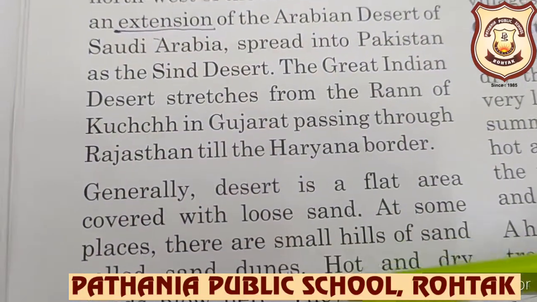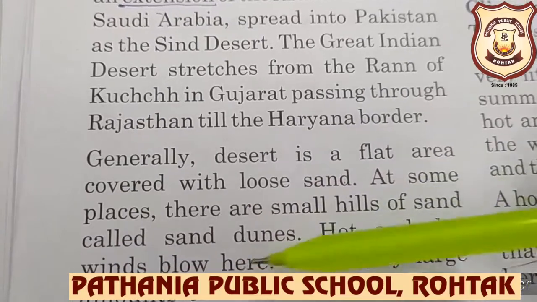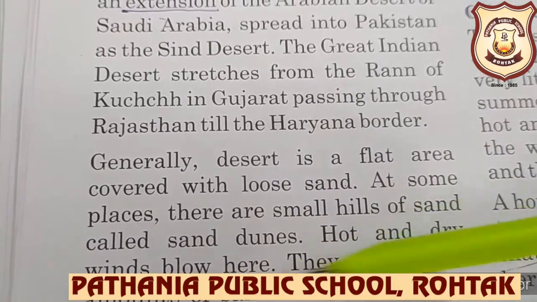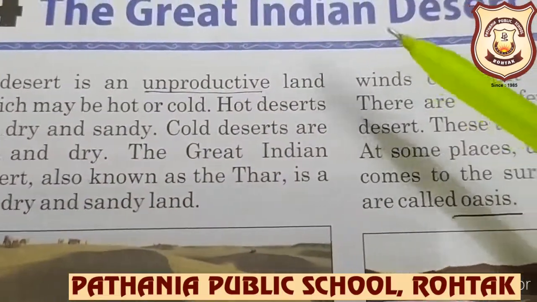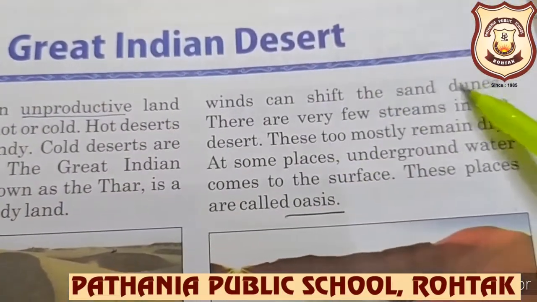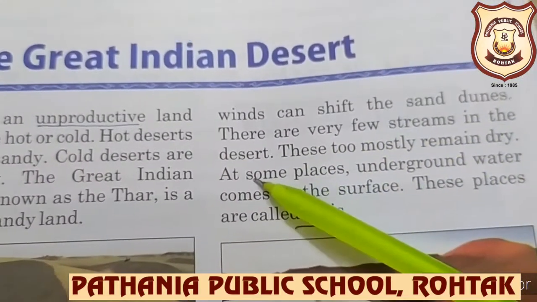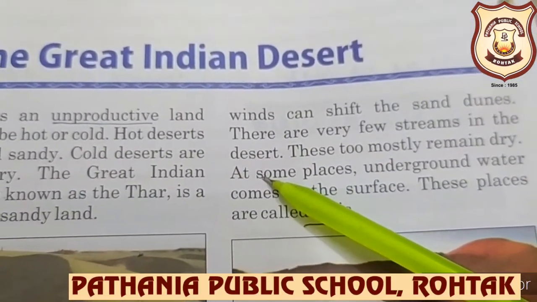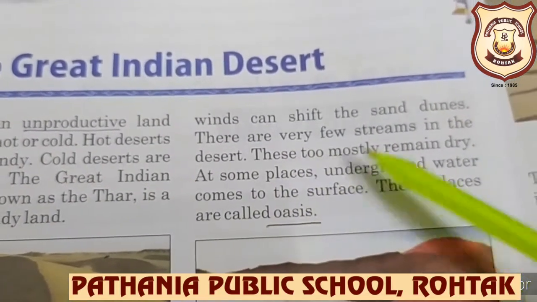At some places, there are small hills of sand called sand dunes. Hot and dry winds blow here. They carry a large amount of sand with them, and these winds can shift the sand dunes. There are very few streams in the desert. Few streams, small rivers. These too mostly remain dry.